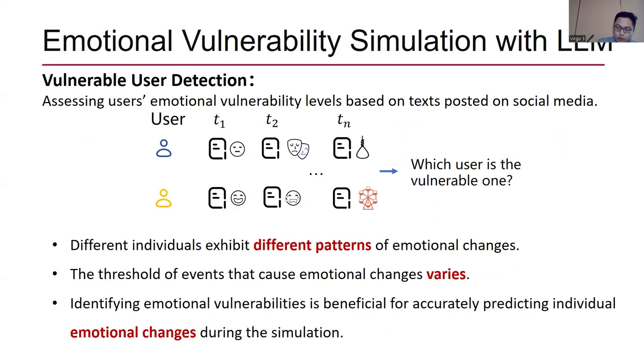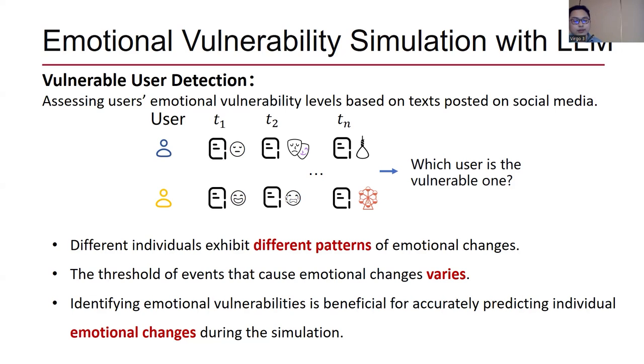Okay, so this work is about the stance and attitude simulation. Further, we want to do a very interesting simulation about emotion: how to ensure the simulated agent can have a similar emotional pattern to the real human. We focus on a very important task, which we name vulnerable user detection. It aims to assess the user's emotional vulnerability based on text posts on social media.